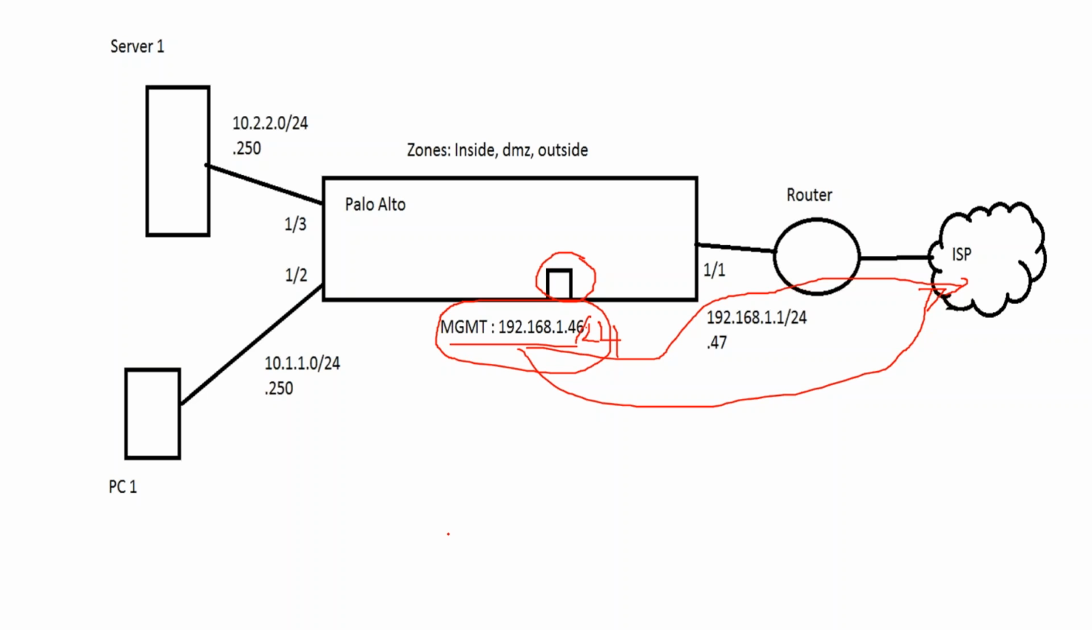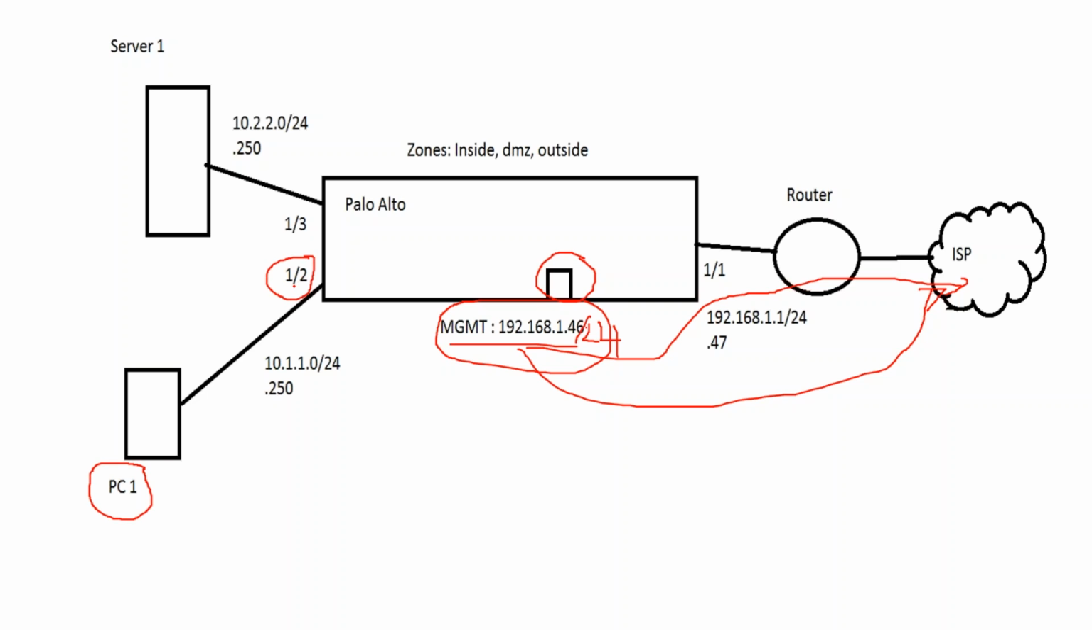Now next is our data plane. So what is the data plane? You can see here there is one PC. This is my PC, and this PC is connected to the 1/2 interface, right? Right, guys? Yes, Anish. Okay.